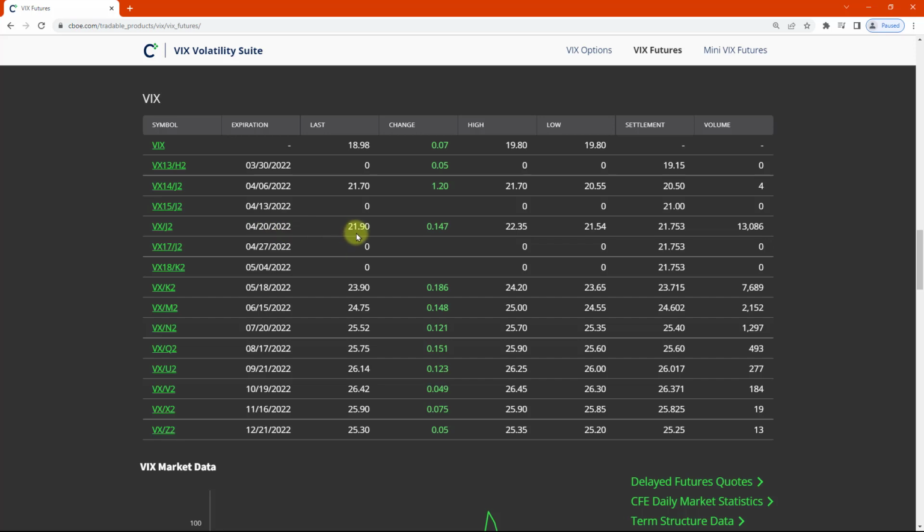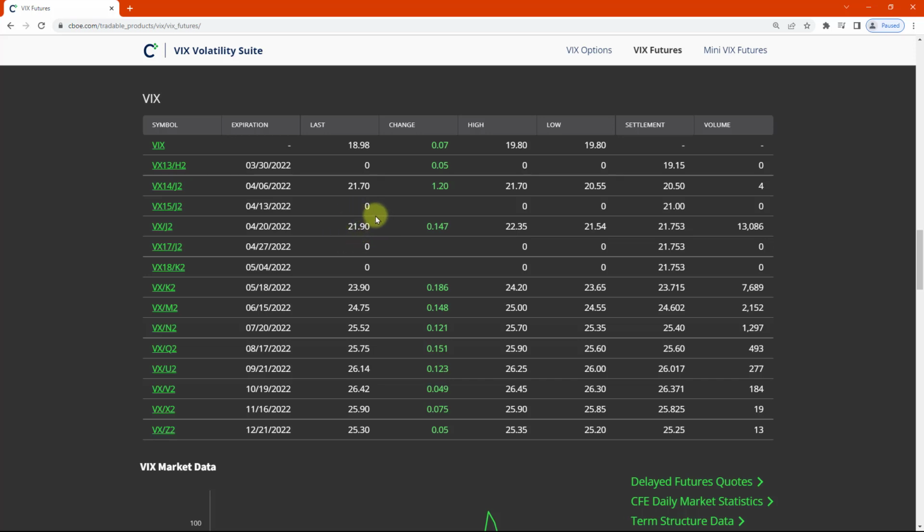So what does this mean? It does not mean that traders think it's going to be an average of 21.9% between now and April expiration. It means that on the expiration date, on April 20th, traders feel that it's going to be 21.9%. But remember what this number means.